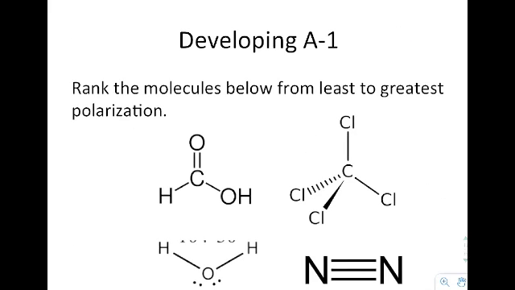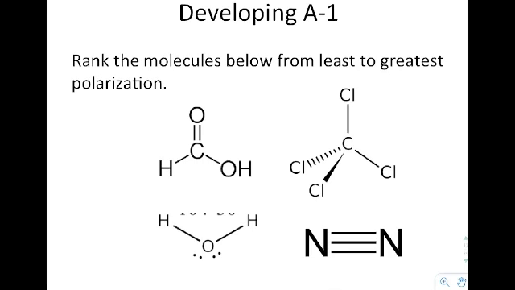So now this says rank the molecules below from the least to the greatest polarization. Whenever you're looking at this, the first thing you need to look at is the electronegativity difference. You need to look at electronegativity. And so if we look at this, we can eliminate one as having the absolute least polarization, and that's going to be this one. This is going to be our 1 because it's our least polarizable because we have a non-polar bond right there.